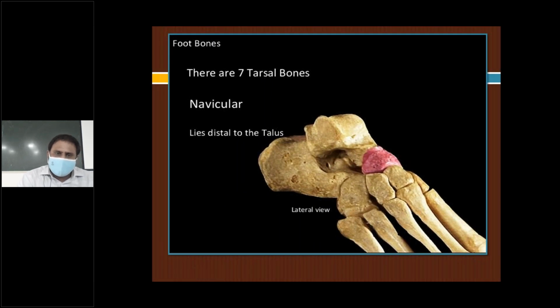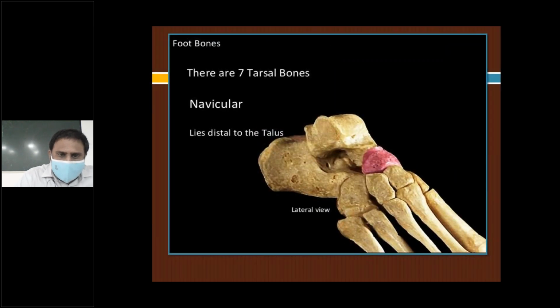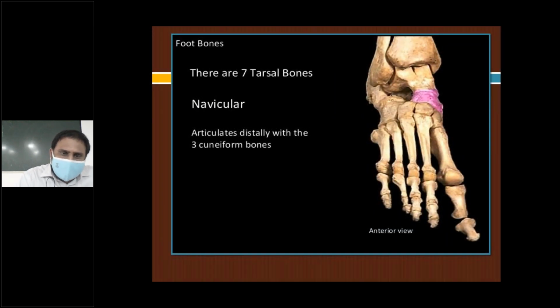Next, it lies distally to the talus. The navicular articulates distally with the three cuneiforms: the medial, intermediate, and lateral cuneiforms. Proximally it articulates with the talus, and distally with the three cuneiforms.